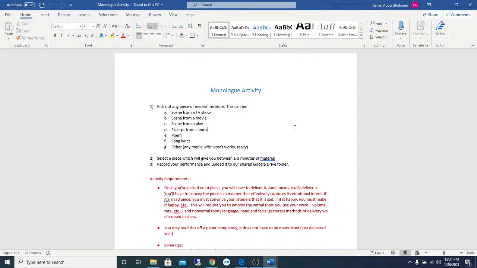And then you're going to record your performance and upload it to our shared Google Drive folder. Somebody was asking me in the other class whether anybody else is going to see any content in our shared Google Drive folder. Nobody but you and me and whoever you share the folder with will see the content in there. I will never share that Google Drive folder with anybody, all right?